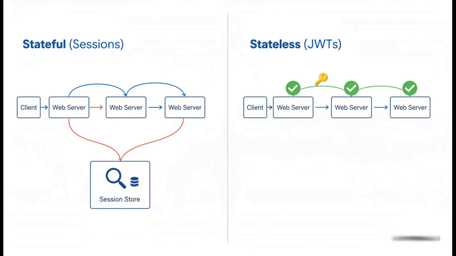Well, for a long time, the answer was something called server-side sessions. Basically, the server would remember you, store your info in its memory, and give your browser a little cookie with an ID. And with every request, the server had to look up that ID. We call that stateful, because the server has to maintain your state. But what happens when you have 100 servers? Suddenly, they all need to share a central brain to keep track of everyone. It gets messy fast. And that's exactly why the industry started shifting to a stateless approach. And that, my friends, is where JWTs come into play.